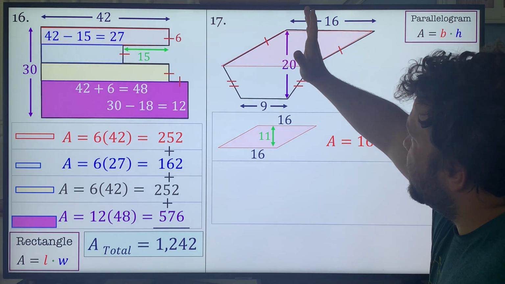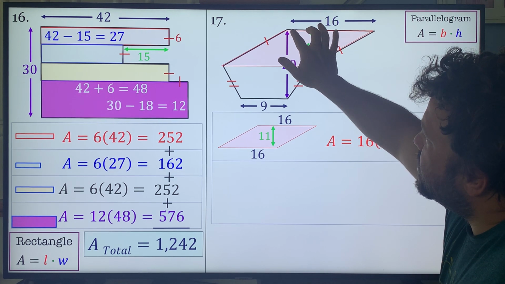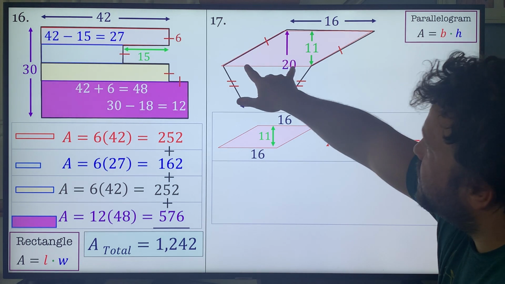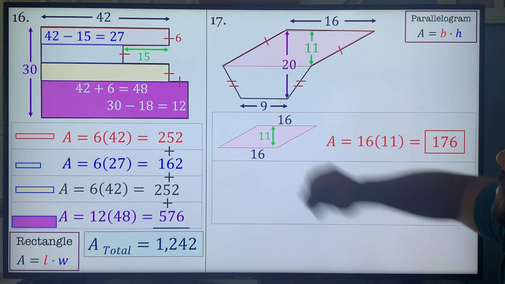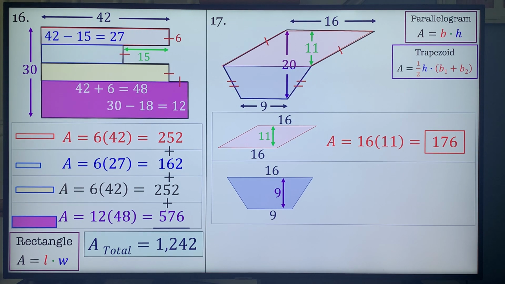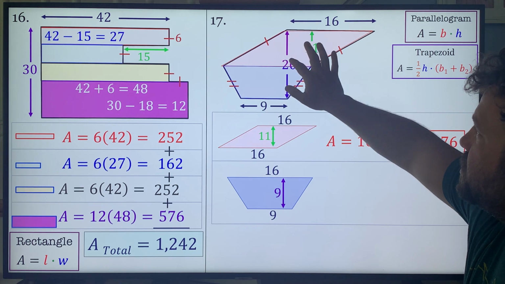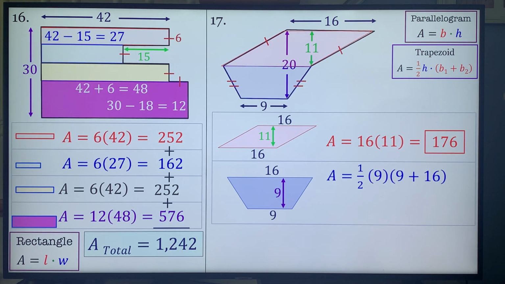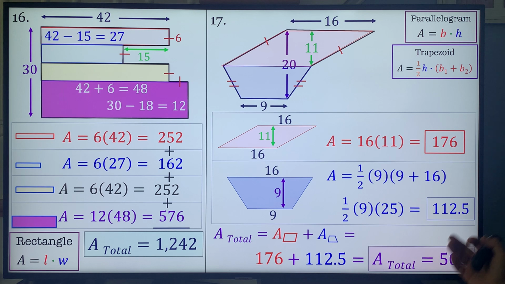A lot of people try to cut it like this, but then you don't know what this piece is. That's the problem. And you don't know what this piece is. You can only cut it the ways where you know the pieces. And then what do you have down there? You got a trapezoid. The bases of the trapezoid are 16 and 9, and the height is 20 minus 11, which is 9. 9 times 25 times 1/2 is 112.5. You take the two numbers, you add them together, and you get 508.